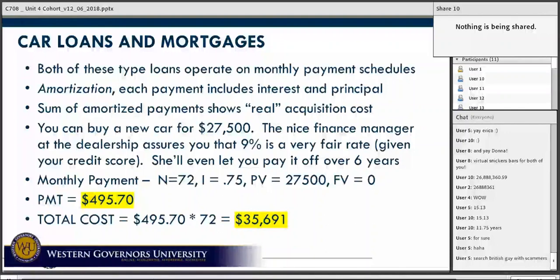Anybody want to just run that number real quick? How much is the total interest charge in dollars? If the total cost is $35,691, but the sticker cost is $27,500, the difference would be the interest cost. So what is the interest cost here? $8,191. Anybody got a different number?